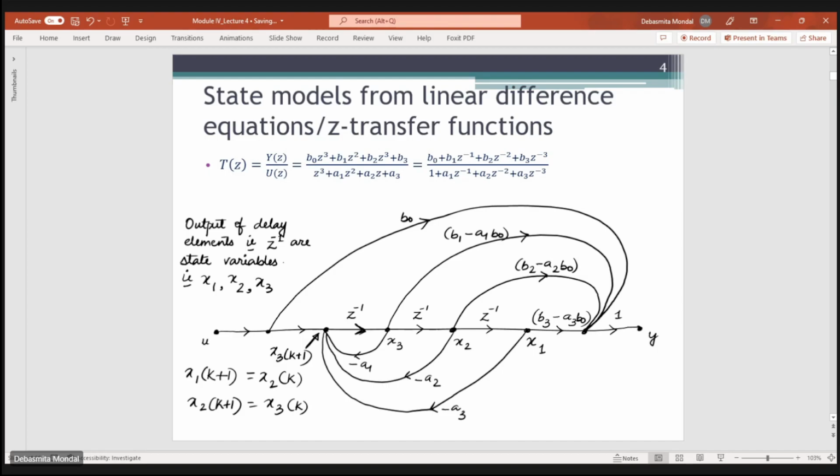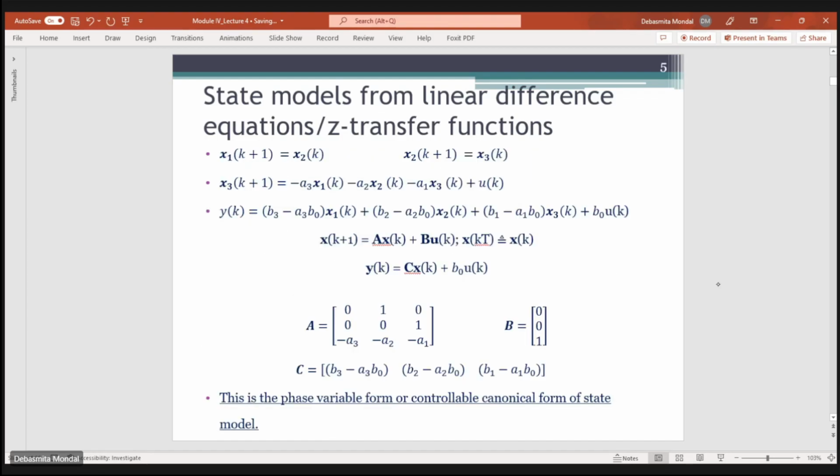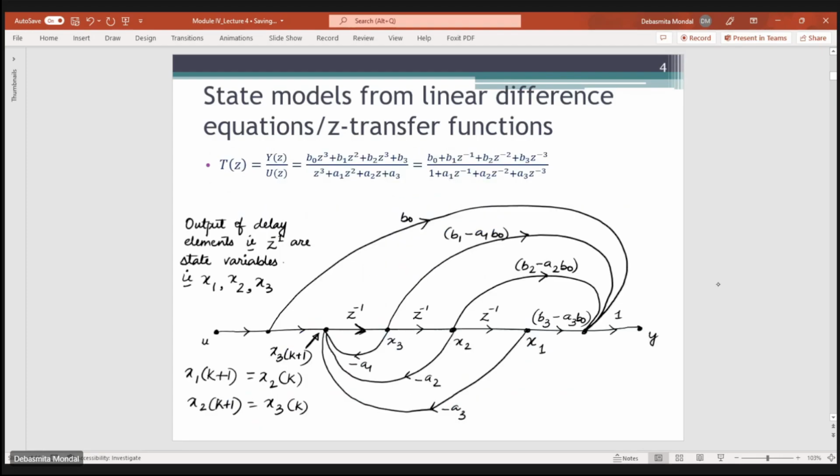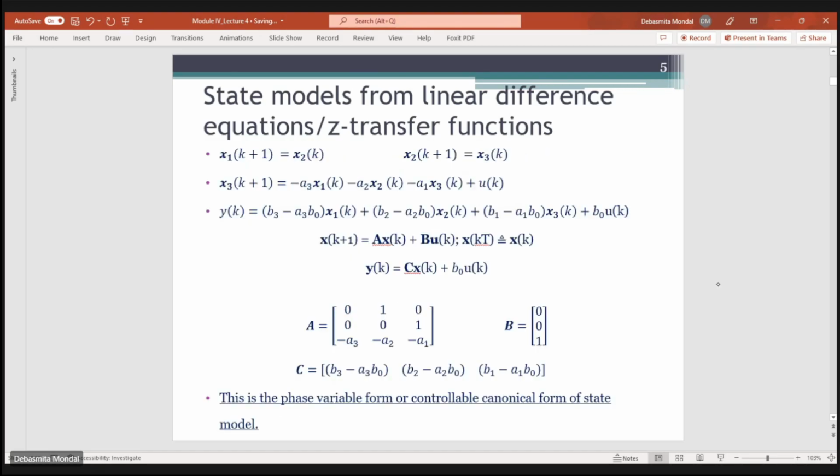Okay, so from the signal flow graph, you can write the different equations. You have x1 of k plus 1 equal to x2, which we have already written, and x2 of k plus 1 equal to x3. For x3 of k plus 1, you can find the value from the signal flow graph. So x3 of k plus 1 will be equal to the addition of u of k, which is coming over here through a gain of 1, then minus a1 multiplied by x3, minus a2 multiplied by x2, minus a3 multiplied by x1. So we have something like this, right?